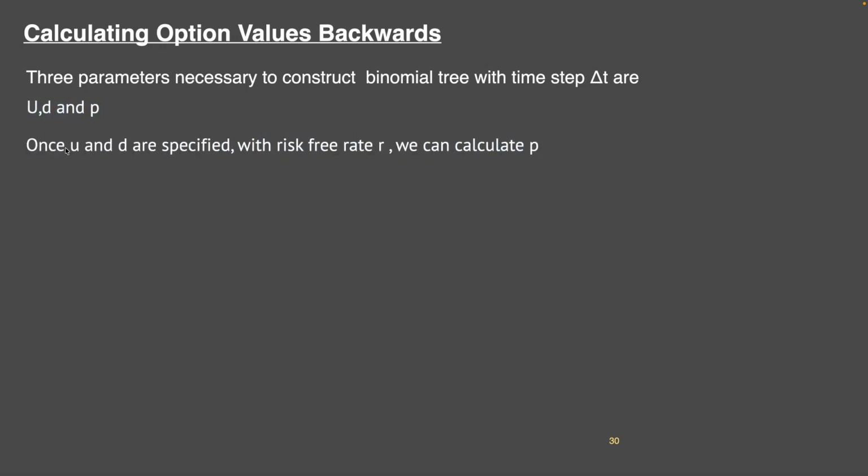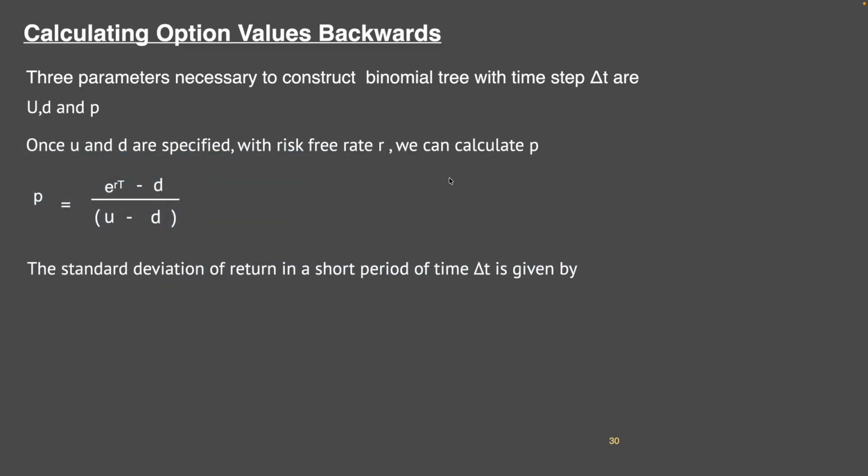Once we know u and d, then with the help of the risk-free rate r, we can calculate the value of p. How do we calculate the value of p? p is equal to e to the power of r delta t minus d, divided by u minus d. This is the formula. Now the standard deviation of the return in a short period of time is given by sigma into square root of delta t, and the variance is given by the formula sigma square into delta t.